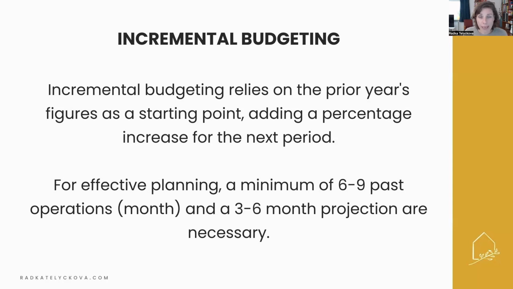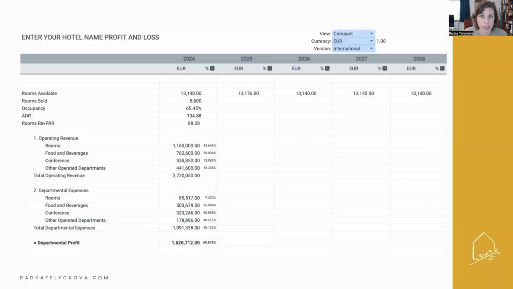For effective planning, it is always useful to look at performance over a minimum of 6 to 9 past operating months, and to do a 3 to 6 month projection. So you will see how things are actually moving for you, and then add the percentage. This is what we will be using in our template.